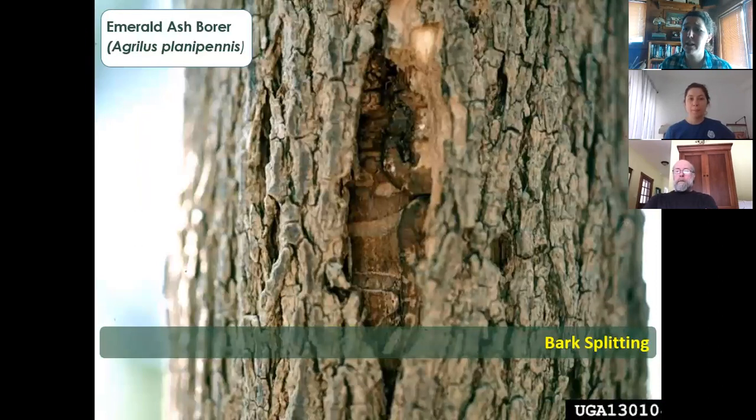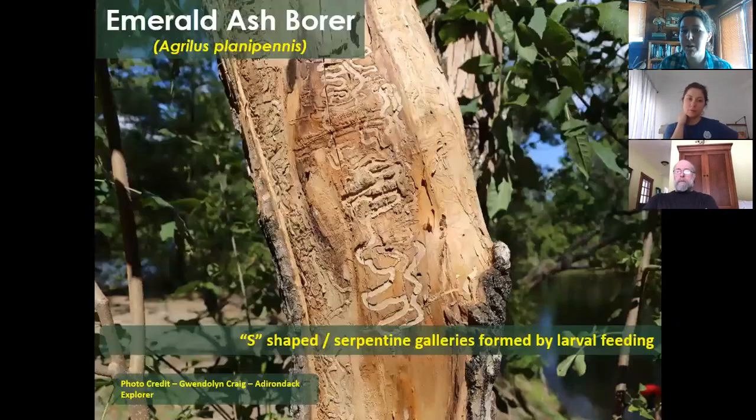Now we're getting closer. So when I get closer to the tree, I start looking for the bark splitting. Oftentimes the bark, because it becomes dried out, will split and crack away from the tree and will expose these S-shaped serpentine galleries. So these last two things we're going to talk about are really the diagnostic features that we need to see present before we can say for certain that a tree was killed by emerald ash borer. The other things are great signs and symptoms to look for, but these last two are the really diagnostic ones.